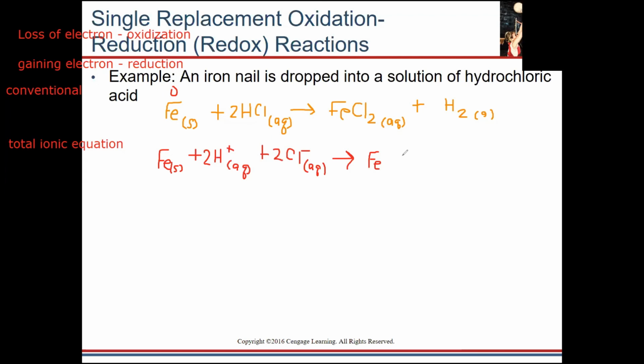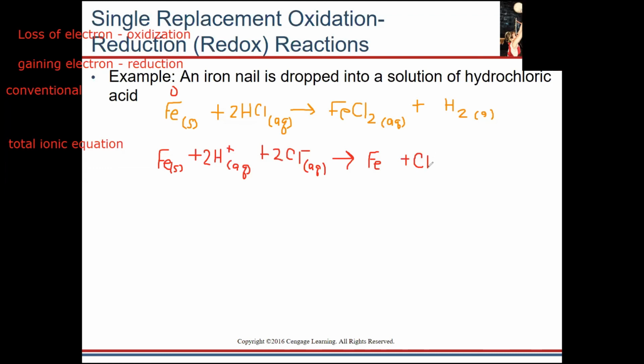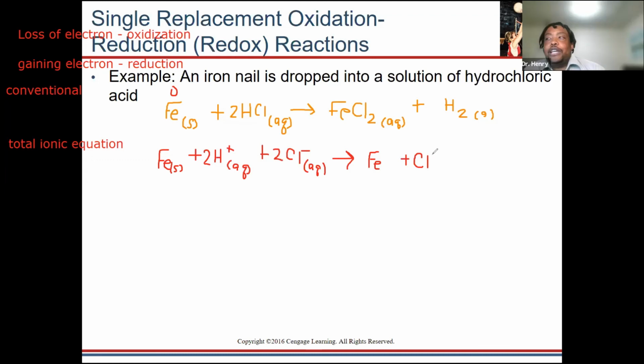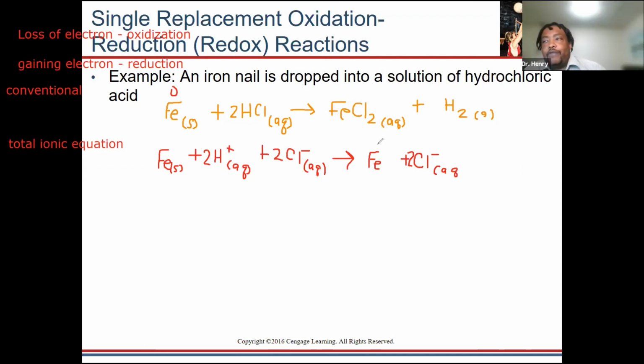Cl2. What is the charge on Cl? Where's Cl located? How far is it from being a noble gas? 1 away, negative 1. So it's going to have what charge associated with the ion? Negative 1. And there's going to be 2 of them, right? Balance the iron. And the iron is going to have what charge? 2 plus.